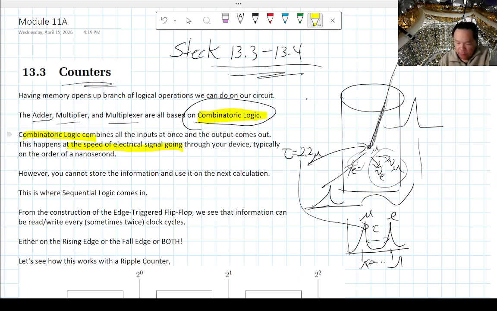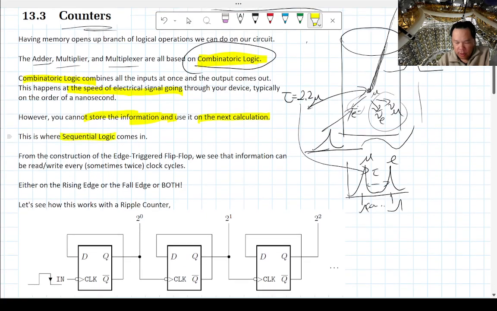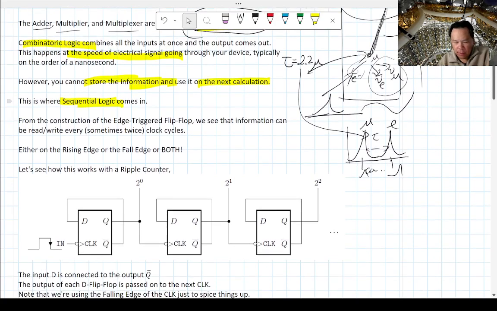However, the combinatorial logic does not allow you to store information to be used in the next calculation. And this is where sequential logic comes in, which is what a counter is. In sequential logic, you have to have a clock, you can call it whatever you want. It's a pulse that indicates step, step, step. It's kind of a step iterator.